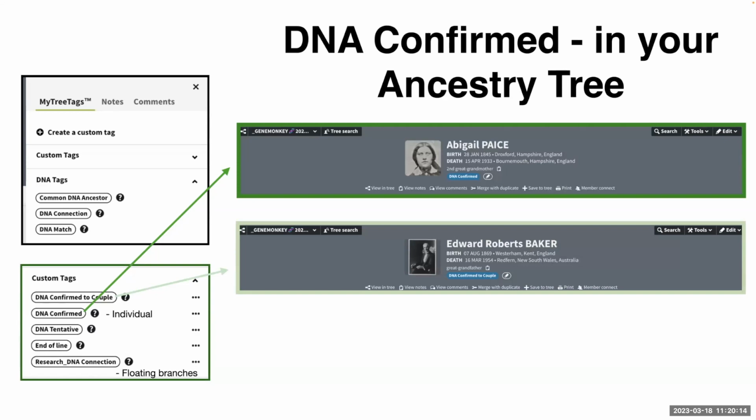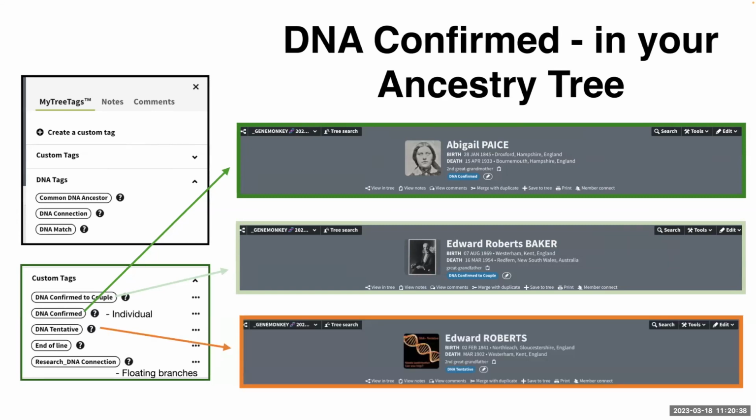I've got plenty of people who share him as an ancestor with his wife, Abigail Courtney, but we've only got matches back on his mother's side and not on his father's side. Or we do have that one match I talked about earlier, which I'm very suss about. So he's confirmed, but he's confirmed at the couple level, not at the individual level. And then DNA tentative is his supposed father, Edward Roberts. Only that one match, nothing else.